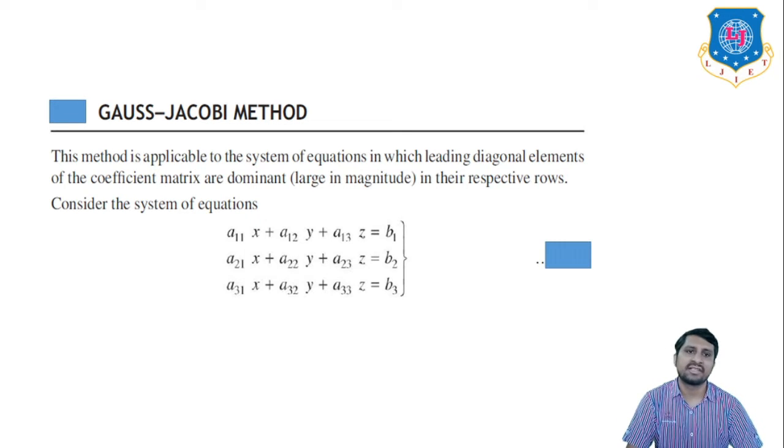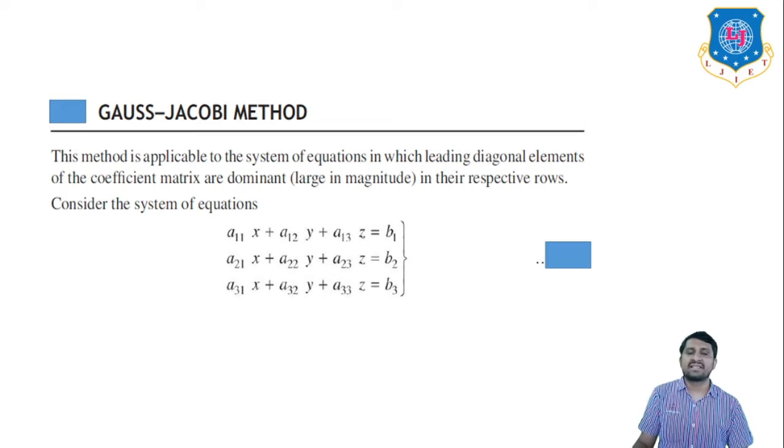Myself Dr. Ankit Acharya, and today we will discuss two very important methods. First one is the Gauss-Jacobi method to solve a system of linear equations, and next one is the Gauss-Seidel method. In the previous lecture in this chapter, on the numerical solution of systems of linear equations, we discussed the Gauss-Elimination method and the Gauss-Elimination method using partial pivoting. So in today's session we discuss the Gauss-Jacobi method and the Gauss-Seidel method.